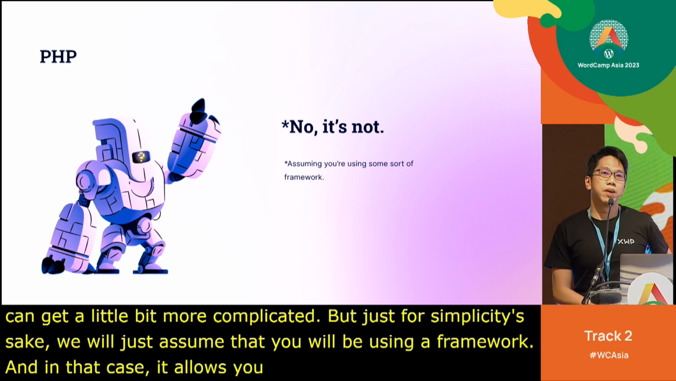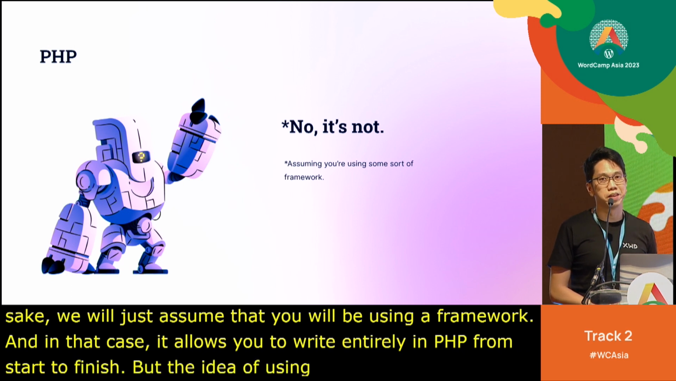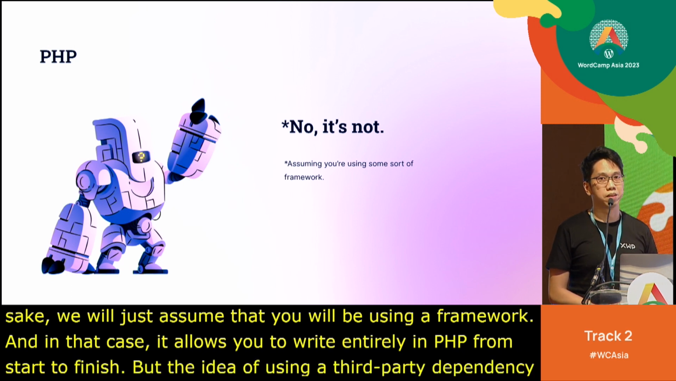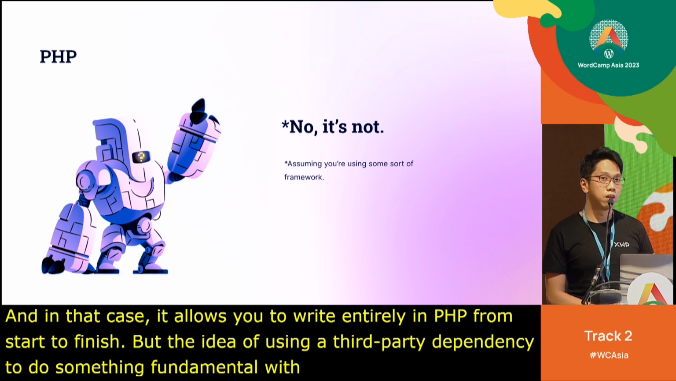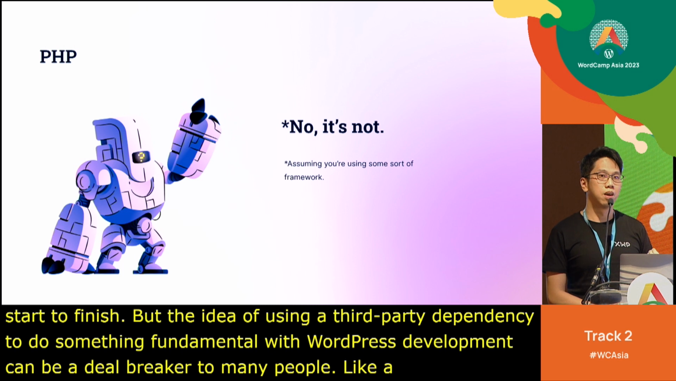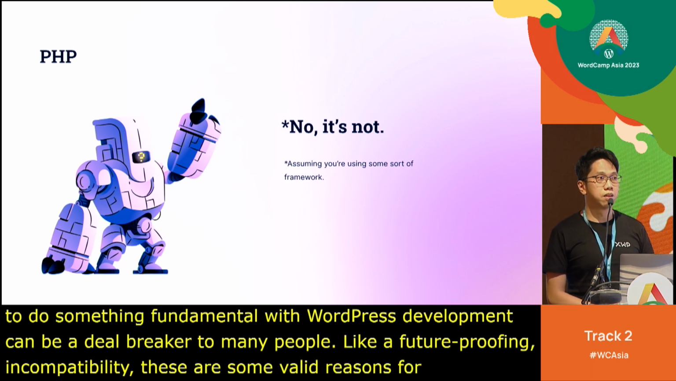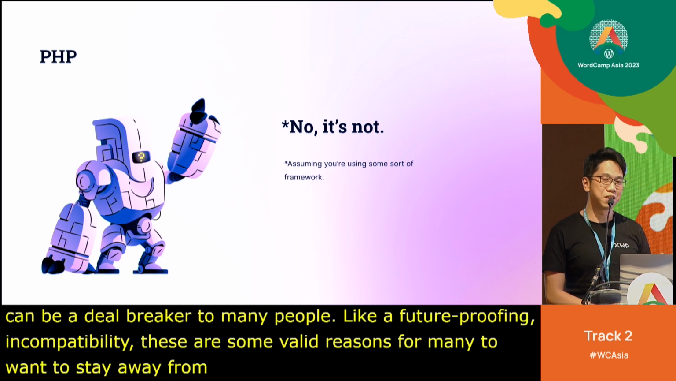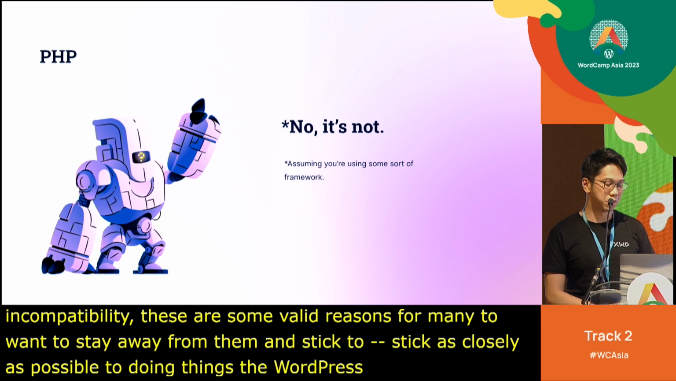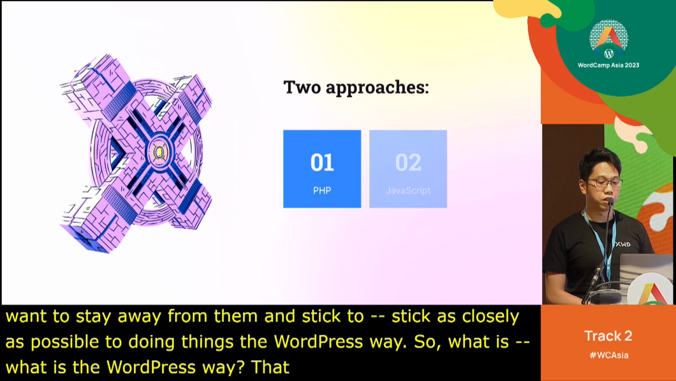But the idea of using a third-party dependency to do something fundamental with WordPress development can be a deal breaker to many people. Lack of future-proofing and incompatibilities are some valid reasons for many to want to stay away from them and stick as closely as possible to doing things the WordPress way. So what is the WordPress way? That brings me to my second approach, which is JavaScript.